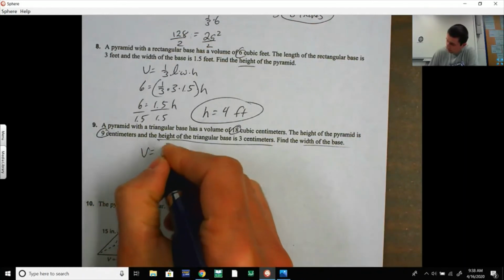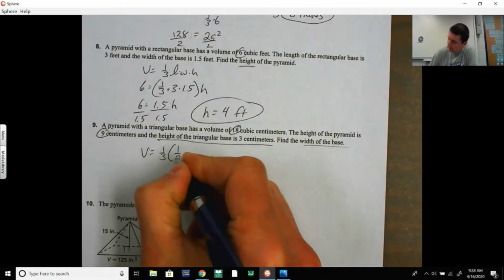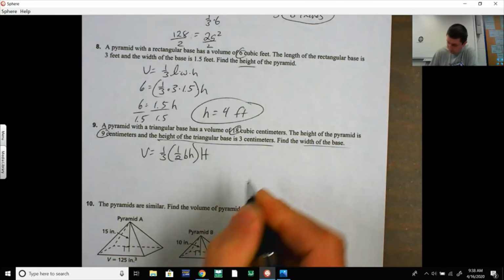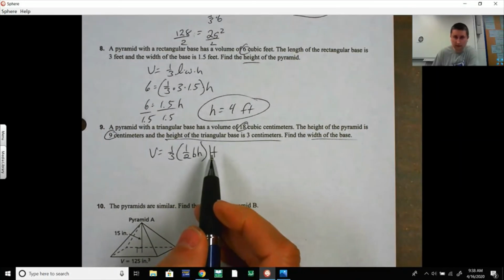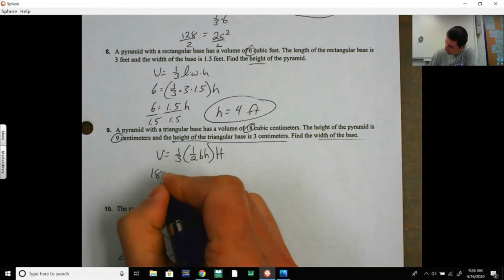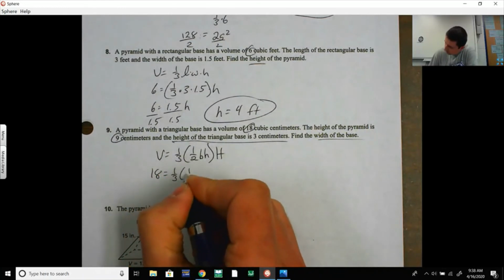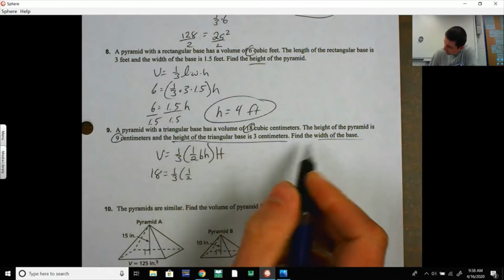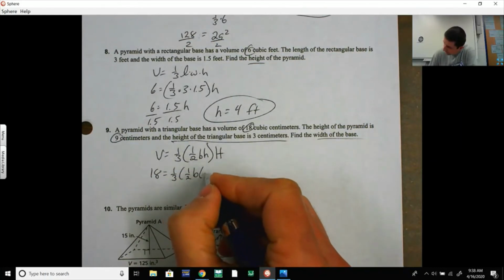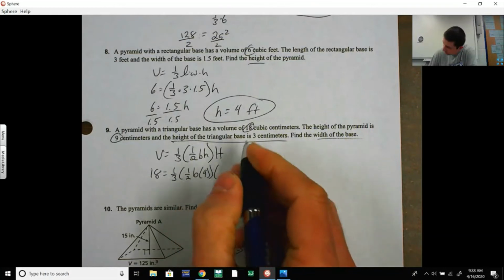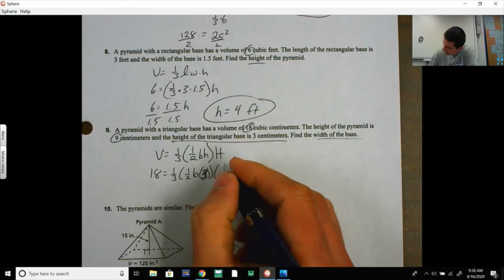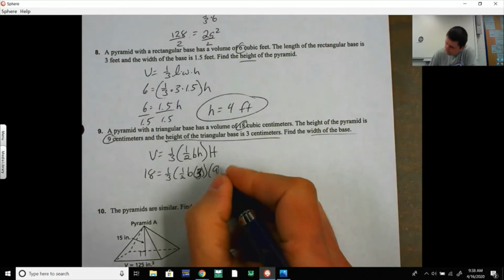So volume equals 1/3 times 1/2 base times height times the big height. I used a lowercase and an uppercase h. So the volume is 18 equals 1/3 times 1/2. We don't know that base, but the height is 3, and then the big height is 9.